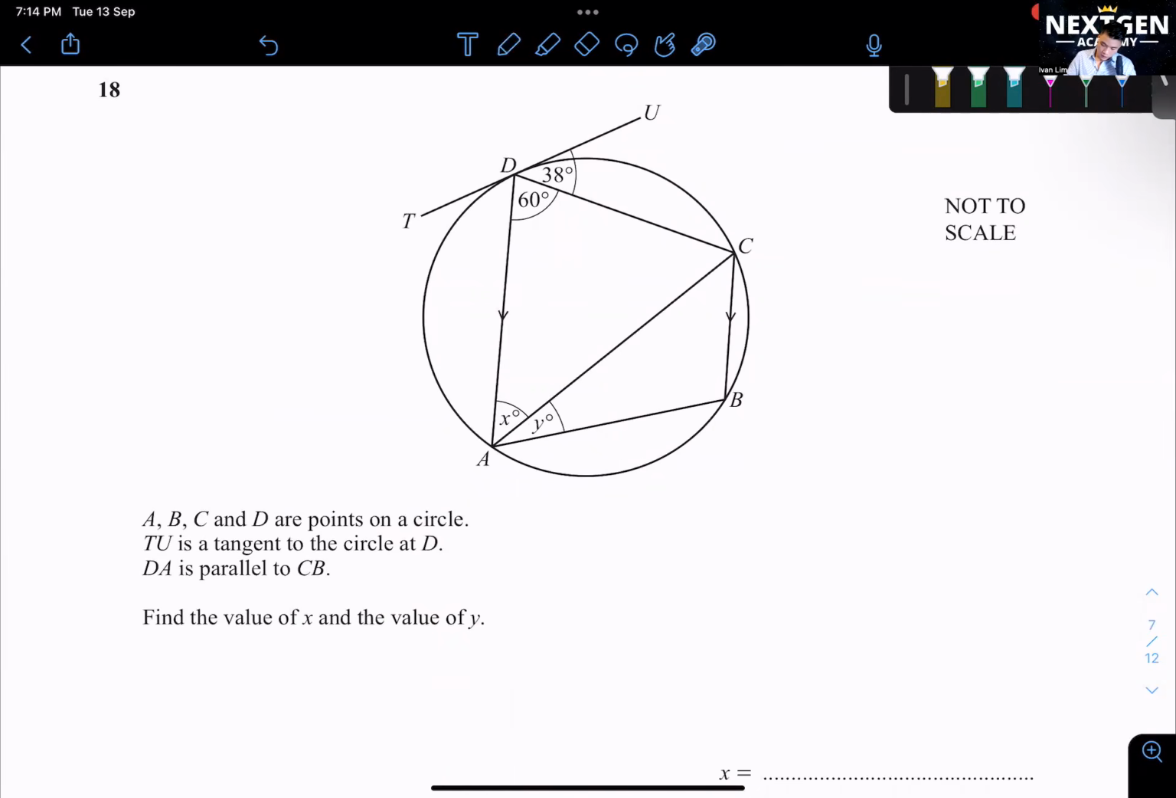Question 18. A, B, C, and D are points on a circle. TU is a tangent to the circle at D. Do you know what a tangent is? A tangent is a line that touches a curve at one point. One point only. So they say this particular line is a tangent. Then DA is parallel to CB. Where's DA? DA is parallel to CB. Find the value of X and the value of Y.